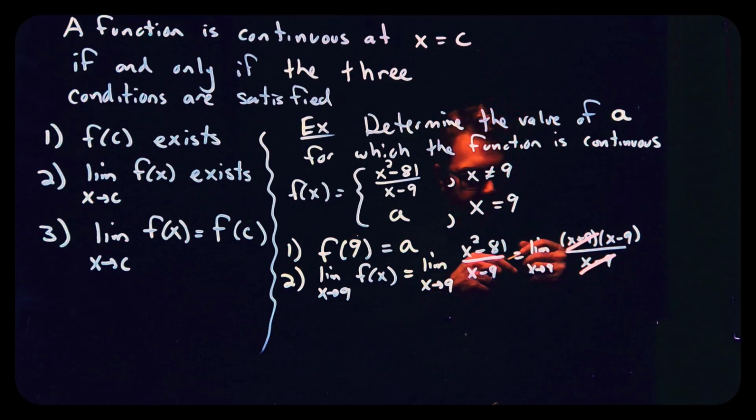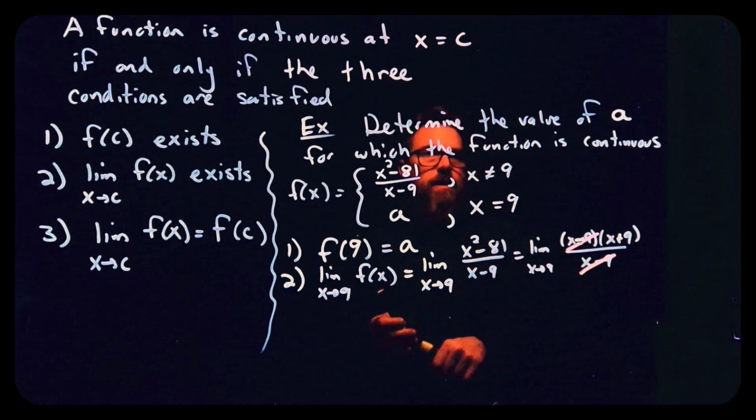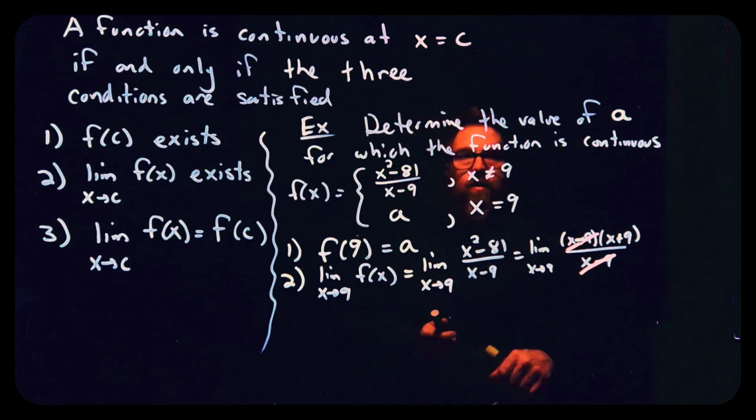Should have been that one. I'll make this one the minus and this one the plus. So I'll have to erase. So this is the minus, this will be the plus. So the x minus 9s will cancel, so I'm just left with x plus 9.